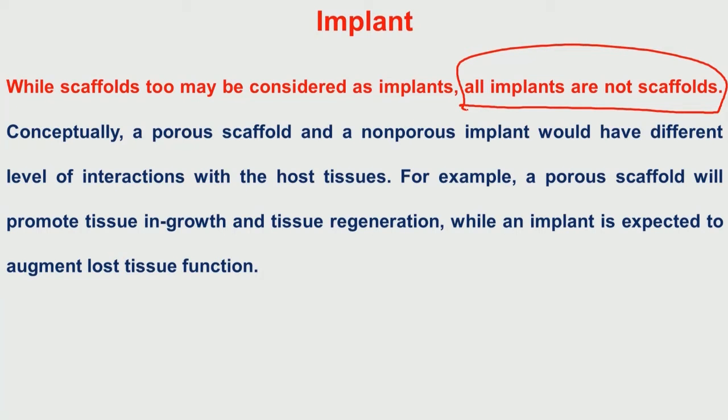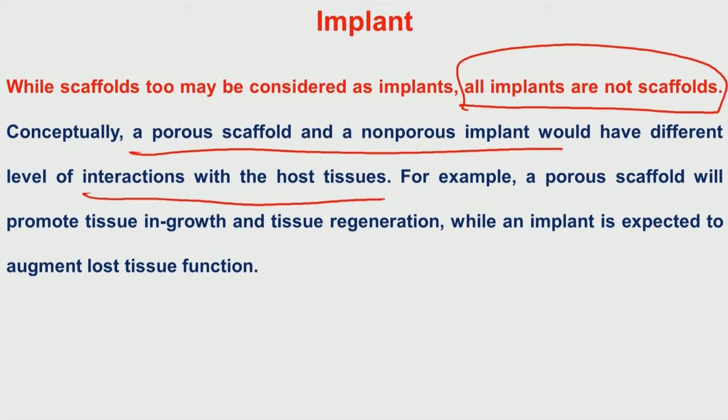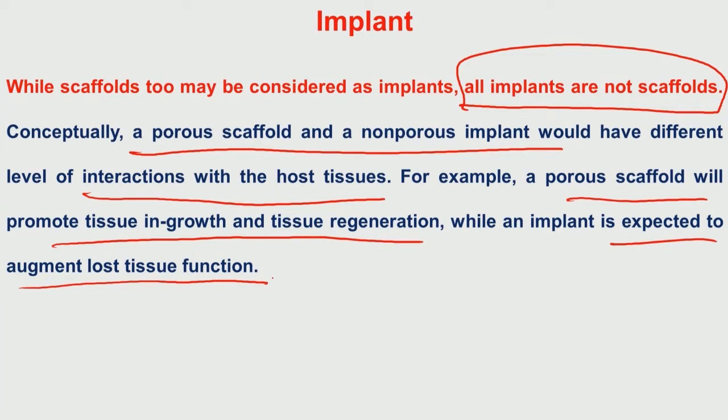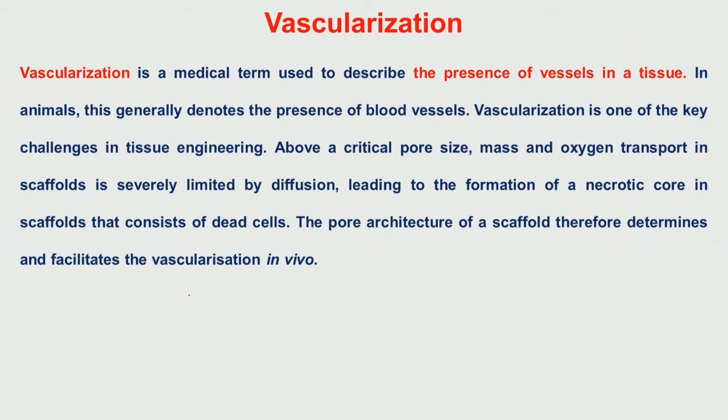This is one of the important concepts that you must remember. Conceptually, a porous scaffold and a non-porous implant would have different levels of interaction with the host tissues. For example, a porous scaffold will promote tissue ingrowth and tissue regeneration, while an implant is expected to augment lost tissue function. Although both are expected to have very good biocompatibility for their use in medical applications, they have different levels of interaction with living systems.